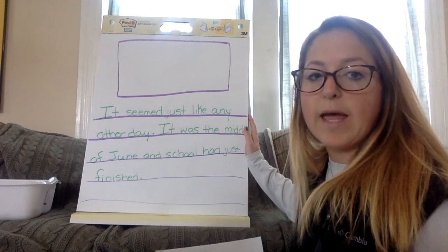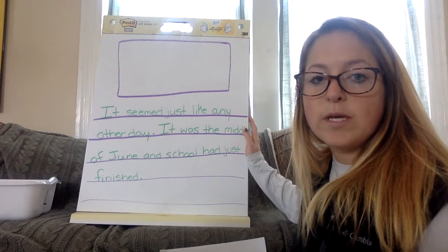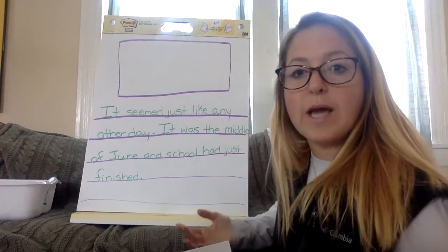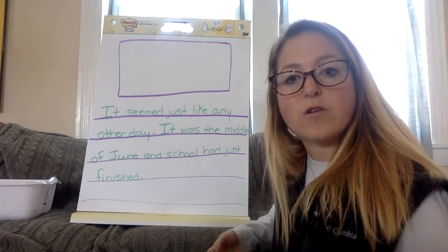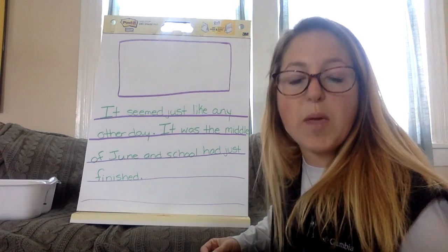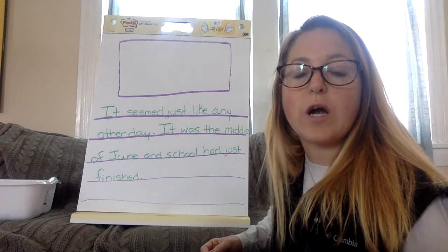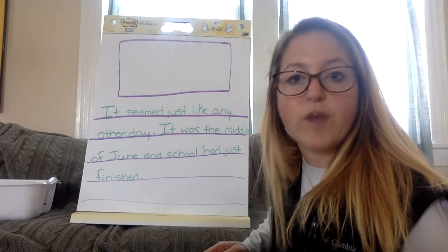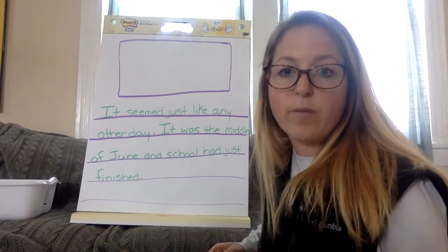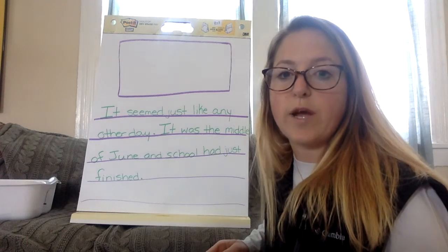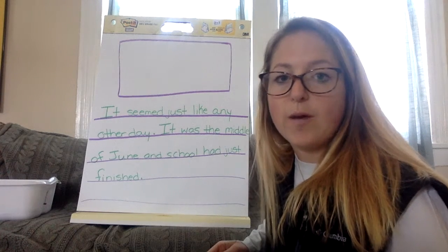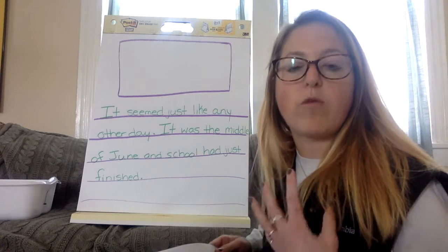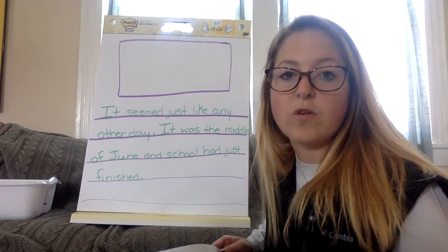It seemed just like any other day. It was the middle of June and school had just finished. Maybe you want to start with dialogue. Maybe your characters are going to start with speaking. Maybe you want to start with introducing your characters right off the bat. Lila and Bobby were 2 kids who had just graduated from 4th grade. It was the beginning of summer and they were so excited. Maybe you start right away with who your characters are.